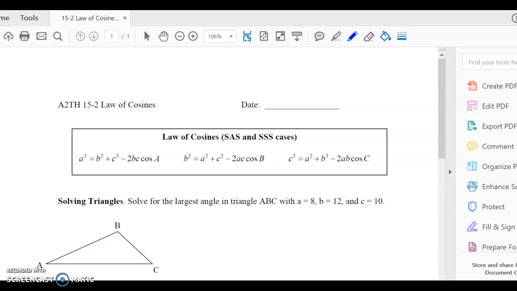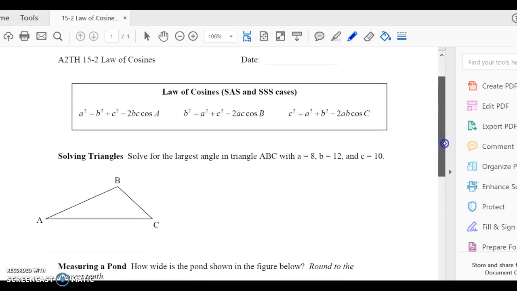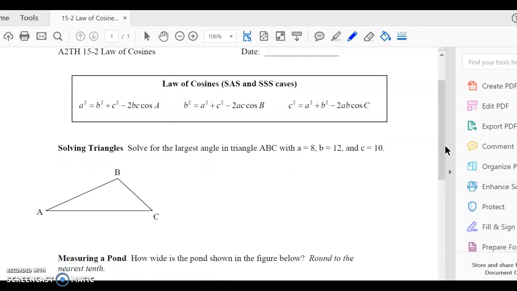The first thing to note is that the Law of Cosines works with a side angle side case as well as a side side side case. Later in the chapter we'll be talking about other cases using the Law of Sines. So for the first example, I kept it with ABC so you can see how the formula matches up. They give you side A is 8, B is 12, and C is 10.